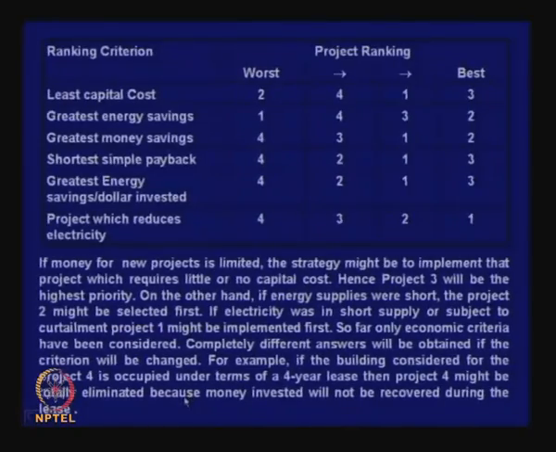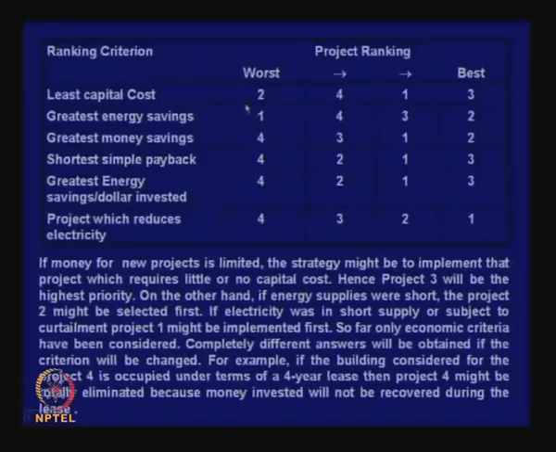The various criteria are least capital cost, greatest energy savings, greatest money savings, shortest simple payback, greatest energy saving per dollar invested, project which reduces electricity bills. And we give them some points, that ranking criteria, we give 1 here. Now, on these criteria, on project ranking, projects will be ranked based on this criteria like this.